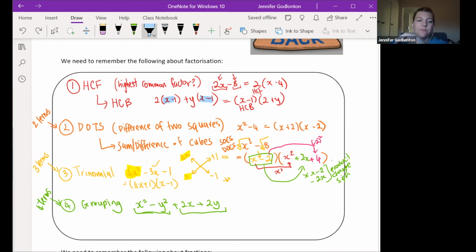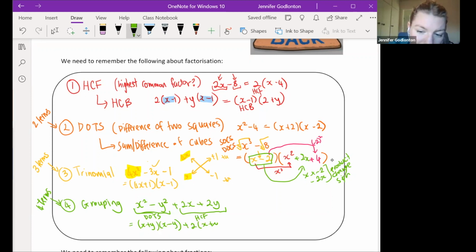Okay, let's go. So what we're going to do with these first two is we're going to do dots. And with this one, we're just going to do a highest common factor. So that's going to be x plus y, x minus y. And here I'm going to take out a highest common factor of 2, and I'm going to be left with x plus y. Okay, so that's my first step.